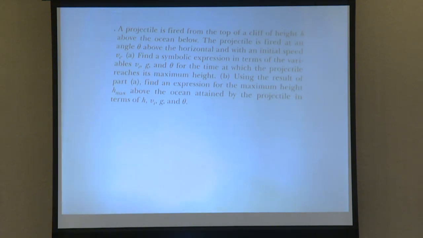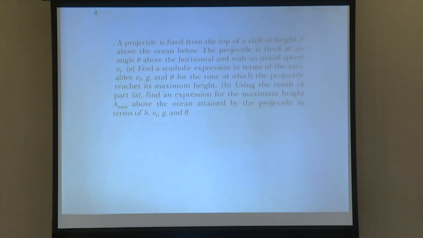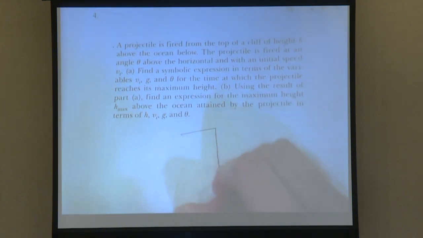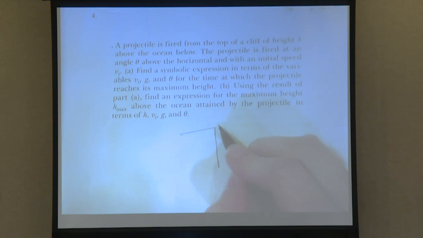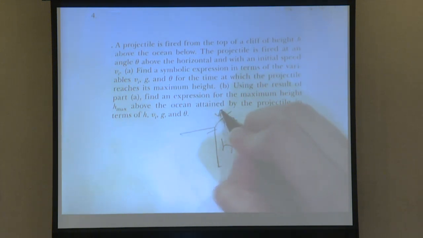Okay, so number 4. A projectile is fired from the top of a cliff of height h above the ocean. The projectile is fired at an angle above the horizontal and with an initial speed vi. Find a symbolic expression in terms of the variables vi, g, and theta for the time at which the projectile reaches its maximum height. The way we want to begin is I can draw it going off the cliff. It's fired at this angle. This is the height, and it has a speed vi. It wants you to put it in terms of vi, g, and theta.